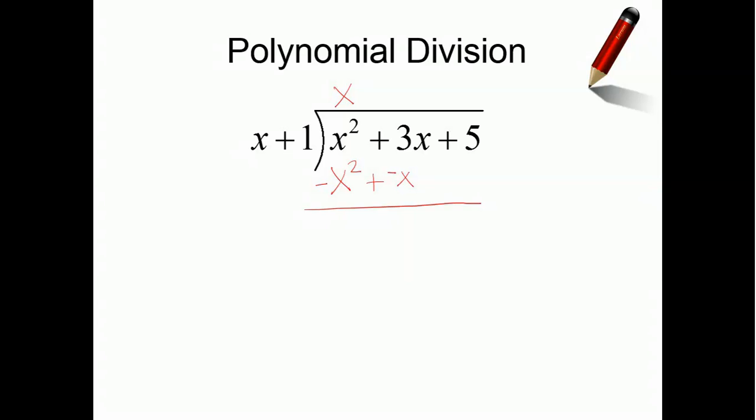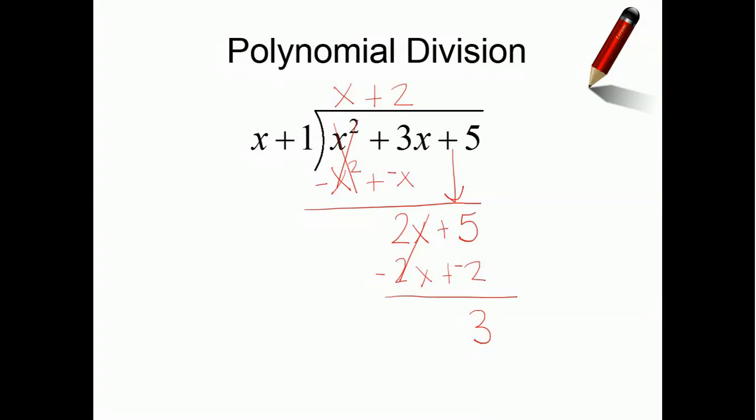So x squared minus x squared, that's gone. 3x minus x, that's going to give me 2x. Now what I need to do is drop the 5. Just like that. Now let's figure out what times x will give me 2x. Well, plus 2, right? 2 times x will give me 2x. So let's multiply. 2 times x is 2x, and 2 times 1 is a positive 2. Now remember, you got to subtract it, so let's subtract. 2x minus 2x is 0. 5 minus 2 is 3.